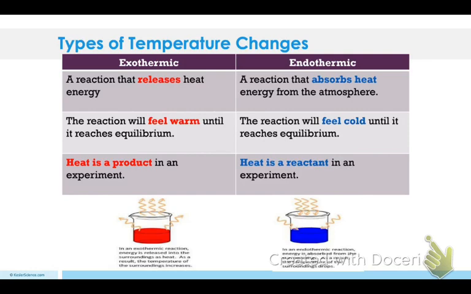Alright, so we're going more in depth with the temperature changes. You have exothermic and then you have endothermic. We're looking at exothermic first. It's a reaction that releases heat energy. The reaction will feel warm until it reaches equilibrium, and the heat is a product in an experiment. So in an exothermic reaction, energy is released into the surroundings as heat. As a result, the temperature of the surroundings increases.